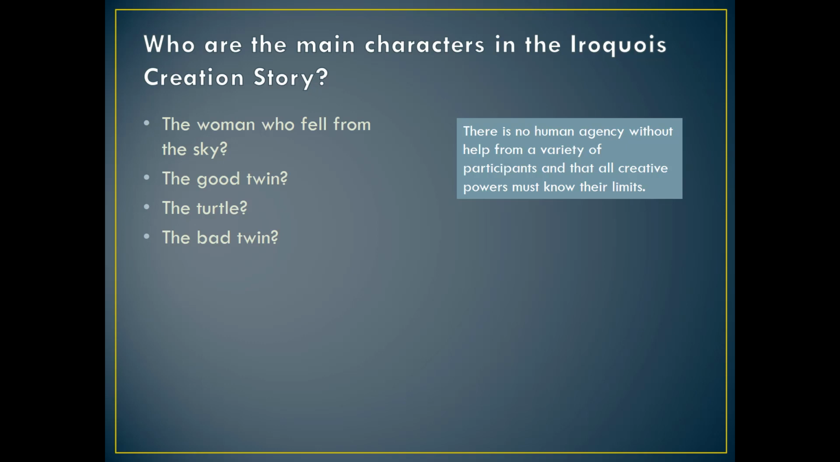Another thing I want you to think about is, who are the main characters or the protagonists in the Iroquois creation story? Some people immediately say it's the woman who fell from the sky, right? Or it's the good twin who created people, or it's the turtle that supported the woman, right? Or it's the bad twin, right? It's hard to locate the exact protagonists in the story, and the reason why is there's no human agency. The theme of the story is that there's no human agency without help from a variety of participants, and that all creative powers must know their limits.